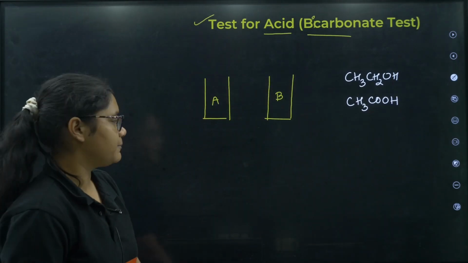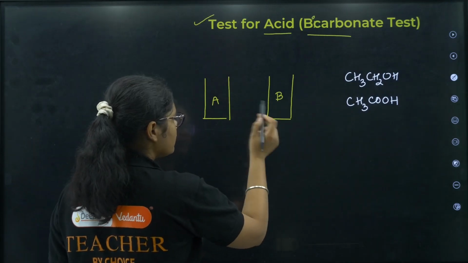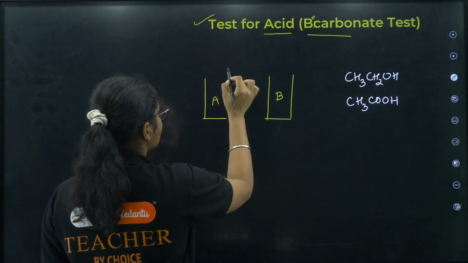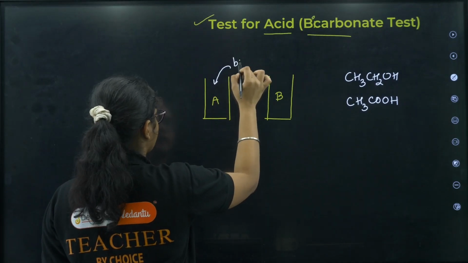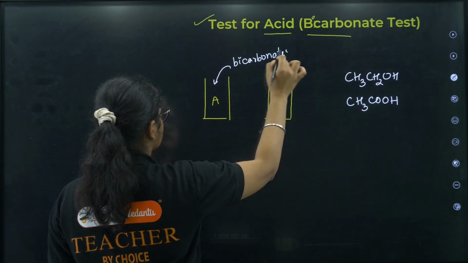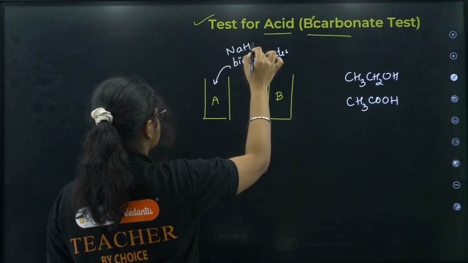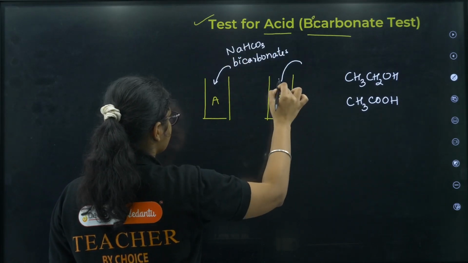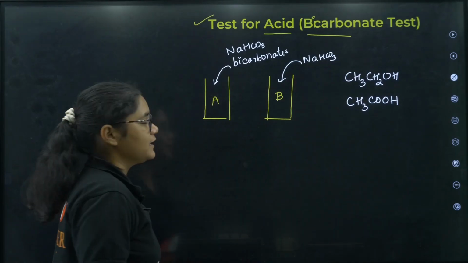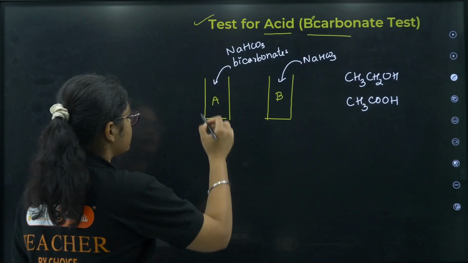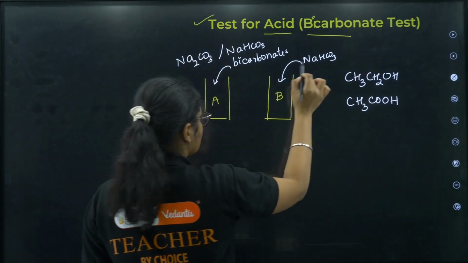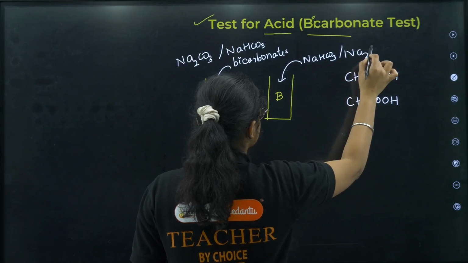Now in both of them you have to add something. What do you have to add? You have to add bicarbonates, for example NaHCO3. To this also you add NaHCO3. You can either add bicarbonates or carbonates. What is carbonate? Na2CO3. Here also add Na2CO3.